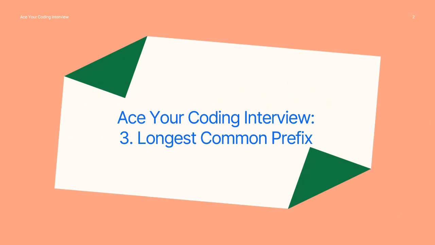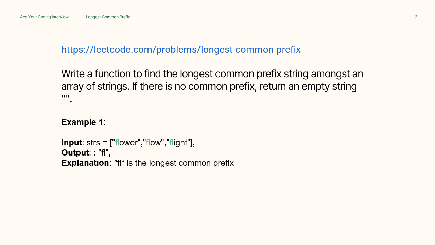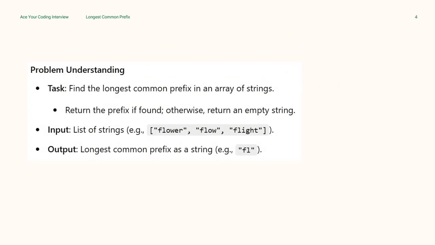Ace your coding interview. Longest common prefix. Write a function to find the longest common prefix string amongst an array of strings. If there is no common prefix, return an empty string. The goal of the problem is to identify the longest common prefix shared among a given array of strings. If such a prefix exists, it should be returned as the output. If not, an empty string should be provided instead.